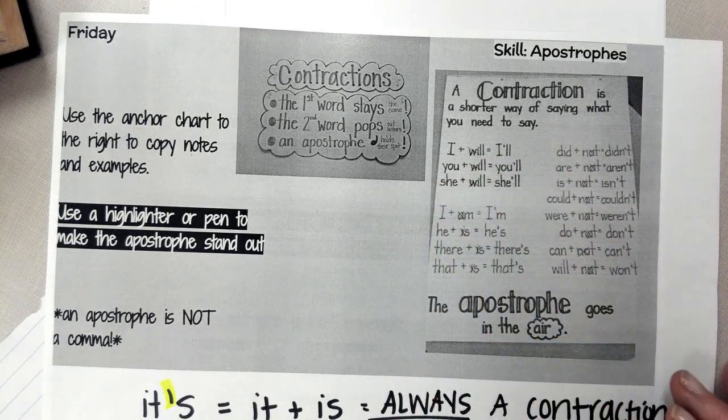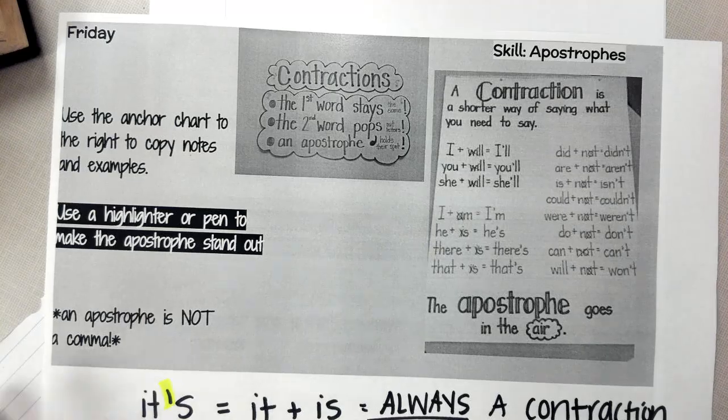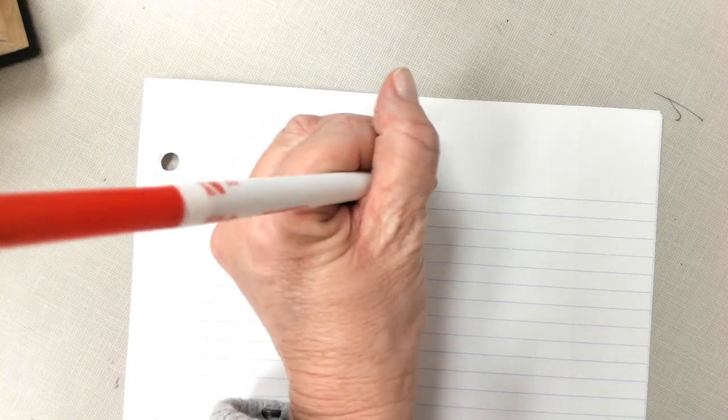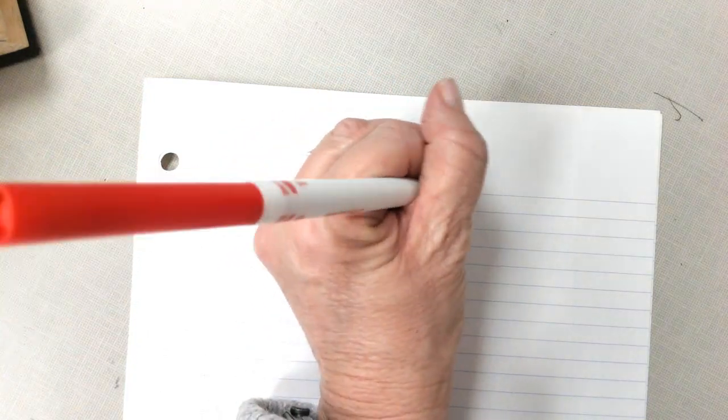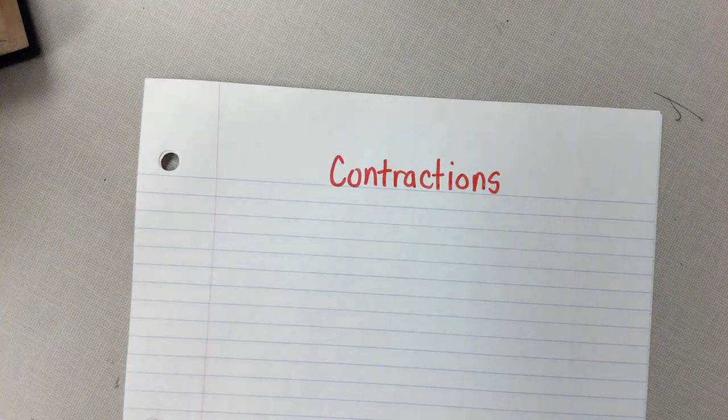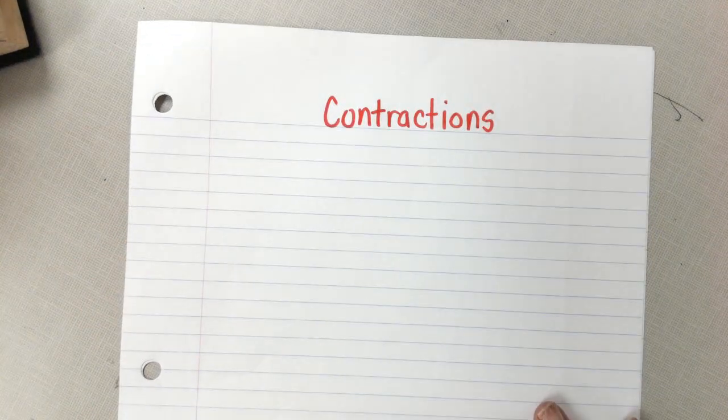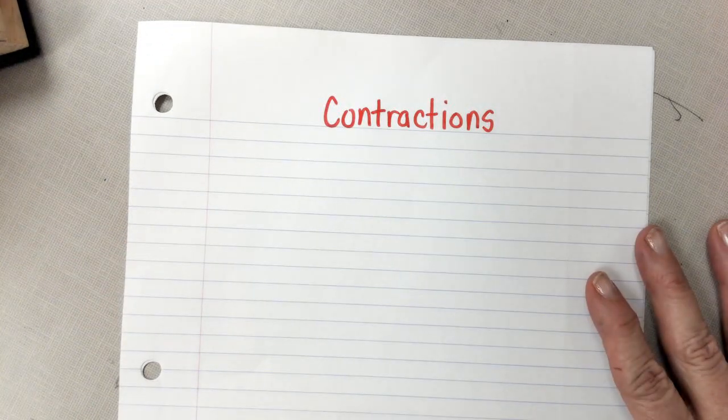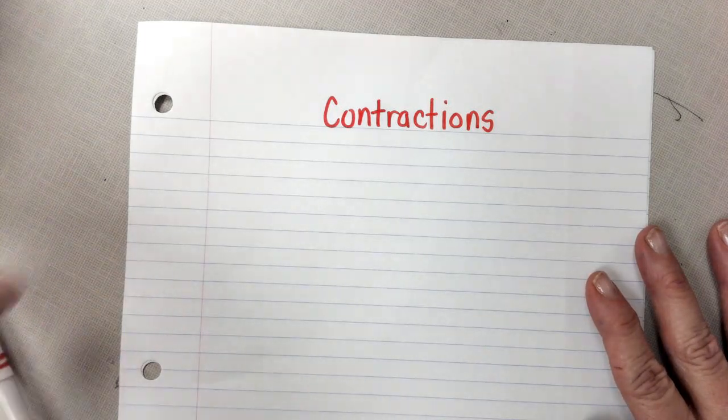At this time, I want you to get out your grammar journal and turn to the next available page, and give it a title called Contractions. And remember, if I'm going a little too fast for you, you can always pause the video and catch up. Basically, I'm just going to write the definition.